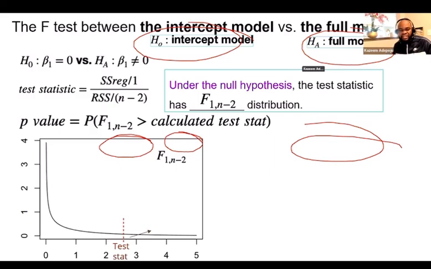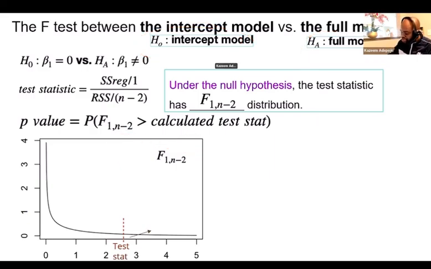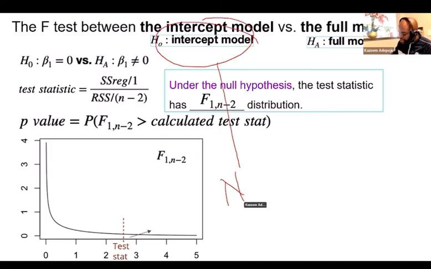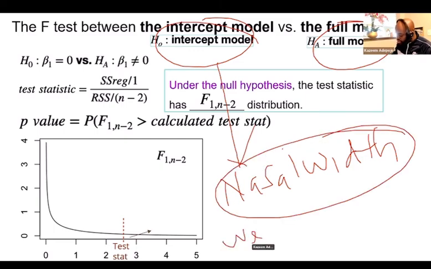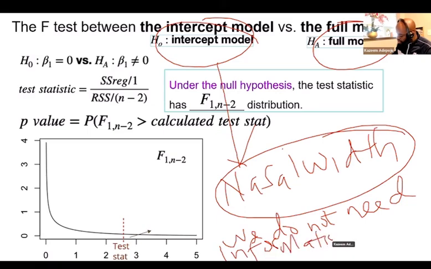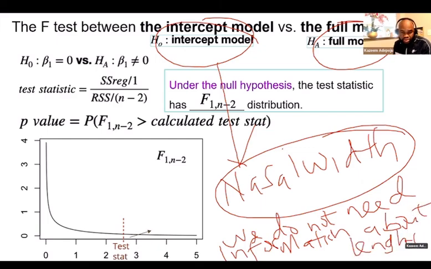Now, let me tell you what the intercept model means. The intercept model means, if I want to explain the nose width, I don't need information about the length. So this is trying to say that for the nose width, we do not need information about the nose length, about the length of the kangaroo. If I want to talk about the width, that is what the intercept model is talking about. But the full model is trying to say, if we have information about nose length, then that can be used to explain something about nose width. Does that make sense to you now?